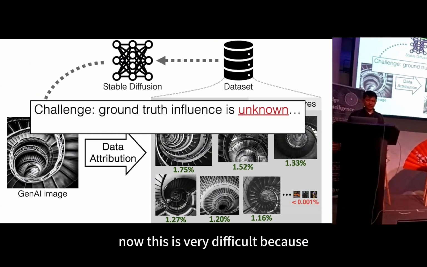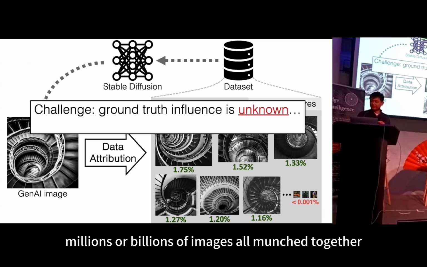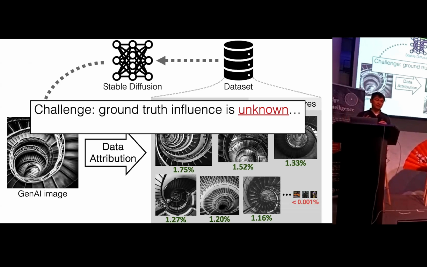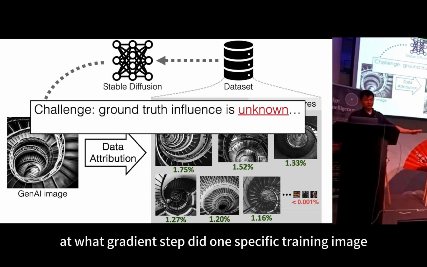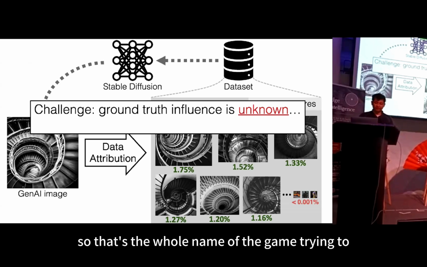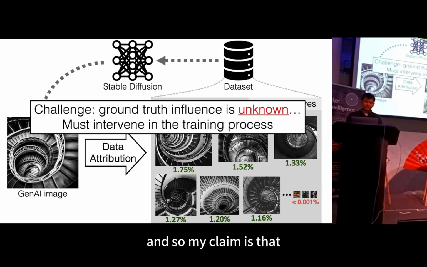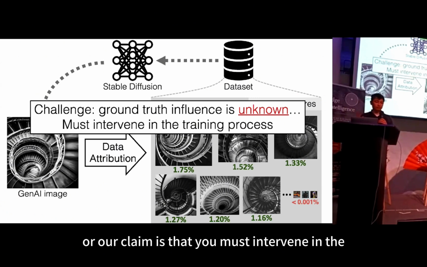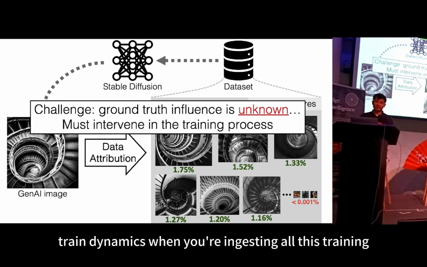Now, this is very difficult because ground truth influence is fundamentally unknown. You have millions or billions of images all munched together through a very long training process. Who knows at what gradient step one specific training image maybe influenced this specific output. And so that's the whole name of the game, trying to figure out how to do this in some grounded way. And so our claim is that you must intervene in the training process in some way to really truly understand the underlying training dynamics when you're ingesting all this training data.